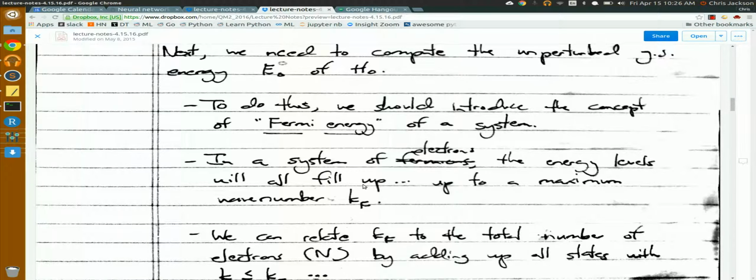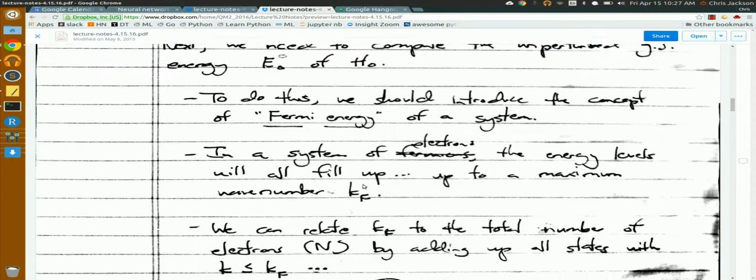So they're empty. The concept of the Fermi energy is that the Fermi energy is this energy level. This is what we would call k_F. So the Fermi energy is the energy of the highest filled level, after you've filled everything in.